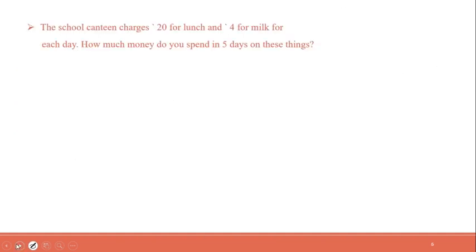Let's come to the next one. This is the next question. The school canteen charges 20 for lunch and 4 for milk for each day. How much money do you spend in 5 days on these things? That means in a school the canteen charges 20 for lunch, right, and 4 for milk.